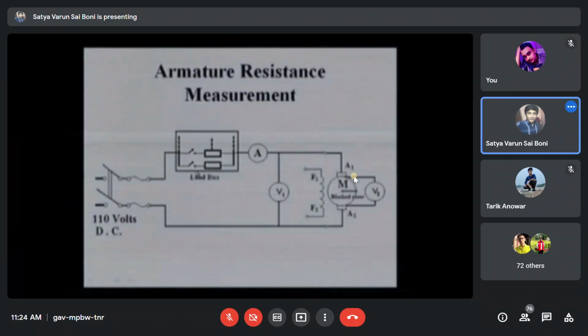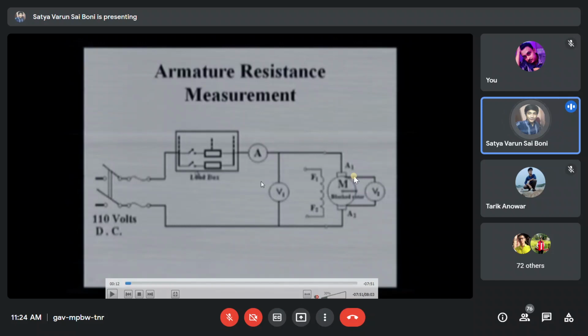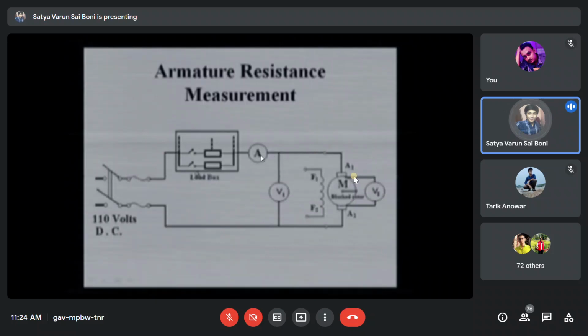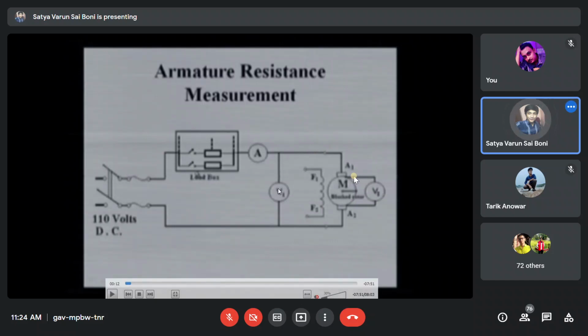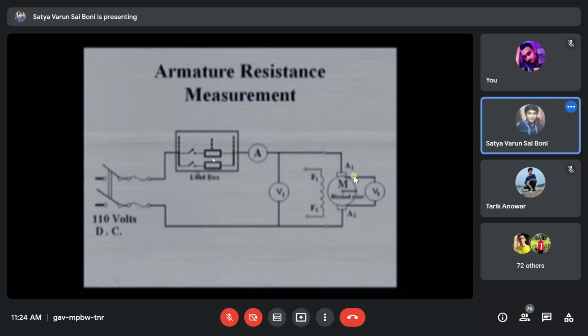First of all, this is the armature resistance measurement. As I already told, armature resistance is in the range of 1 ohm, so it is a very small value. So we go with the voltmeter ammeter method. Here you can see we are using two voltmeters, voltmeter one and voltmeter two, and also an ammeter. By using this voltmeter and ammeter, we measure the armature resistance value.